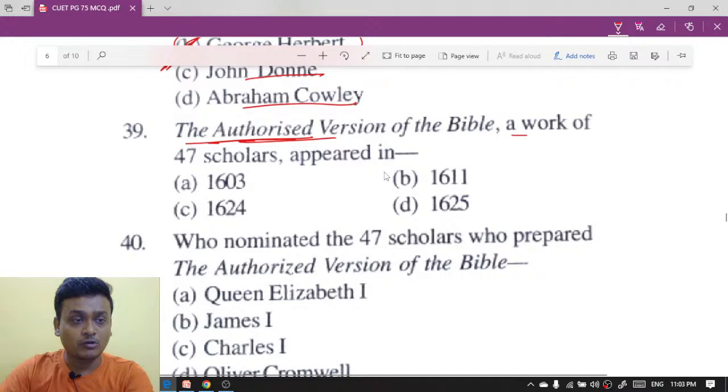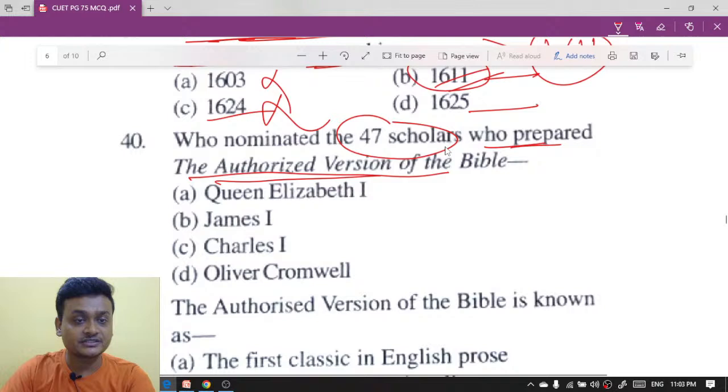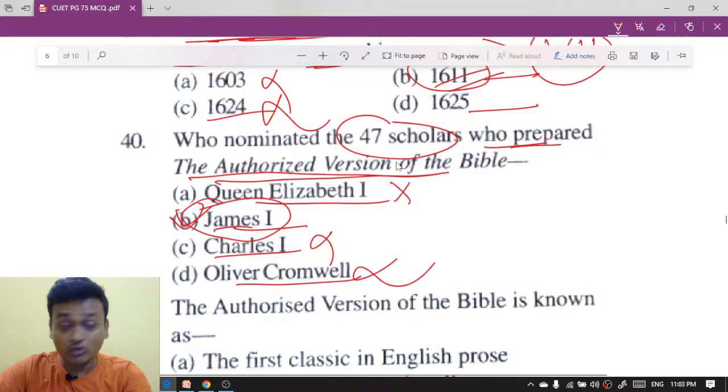Who nominated the 47 scholars who prepared the authorized version of the Bible? Queen Elizabeth the First, James the First, Charles the First, or Oliver Cromwell. So it is James the First. James the First nominated the 47 scholars who prepared the authorized version of the Bible.